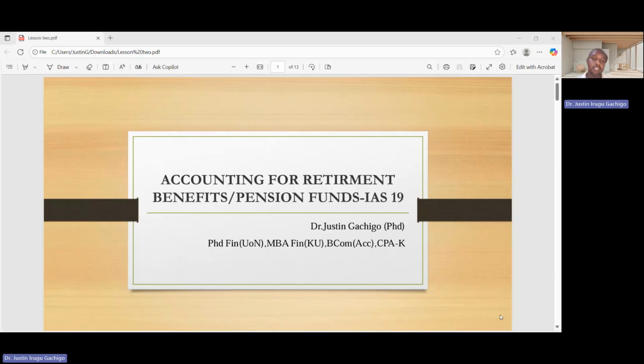So I would like us to test our understanding by looking at this question. This will be an assignment, and I would want us to do it and submit by Wednesday next week. The following trial balance was extracted from the books of Kijani Pension Fund as at 31st December 2024. So this is a trial balance.